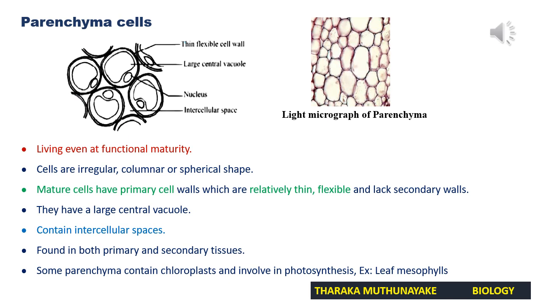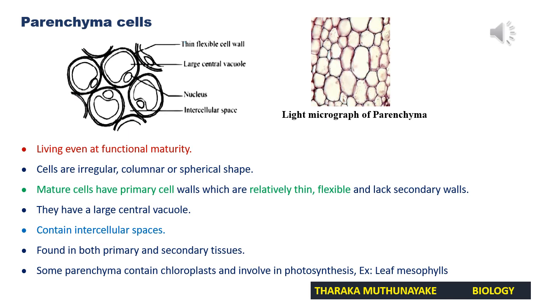Second feature, cells. This is a structural feature. Cells are irregular, columnar, or spherical in shape. For example, if you consider the spongy mesophyll cells, those are parenchyma. Spongy mesophyll cells in the leaf are irregular shaped. Palisade mesophyll cells in the leaf are columnar shaped. Then the parenchyma cells in the cortex and pith are roughly spherical shaped. Okay, remember those examples. You can put those onto your note.